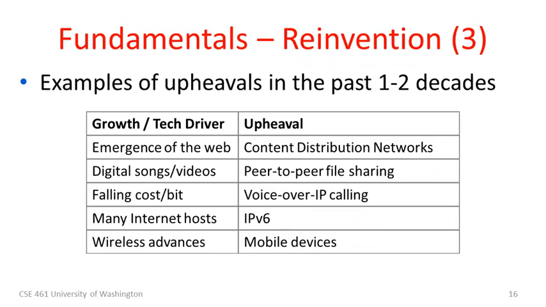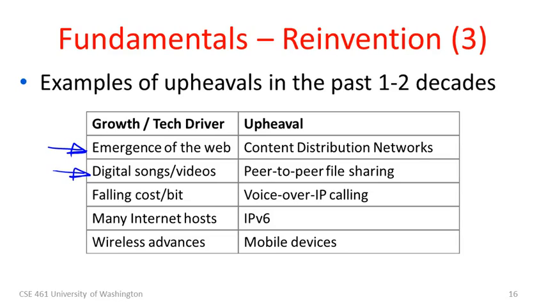What you might not have the same appreciation for is that this growth has caused many different upheavals in the design of the internet. The emergence of the web, for instance, in the 90s caused a great increase in traffic, which led to content distribution networks, a new structure to more efficiently distribute information. The digitization of songs and videos, and their proliferation on the internet, led to yet another kind of distribution system called a peer-to-peer file sharing network, which really changed a lot of the internet traffic at the time.